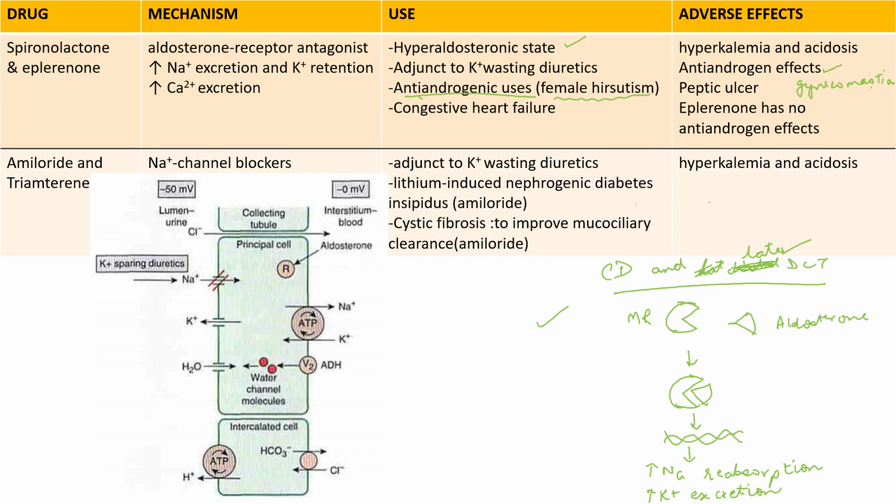Amiloride and triamterene inhibit the epithelial sodium channels, so they help to conserve the potassium. And the amiloride, in addition to being used as an adjunct to hypokalemia causing diuretics, is useful in lithium-induced nephrogenic diabetes insipidus and also in cystic fibrosis. Adverse effects are hyperkalemia and acidosis. So that finishes diuretics.